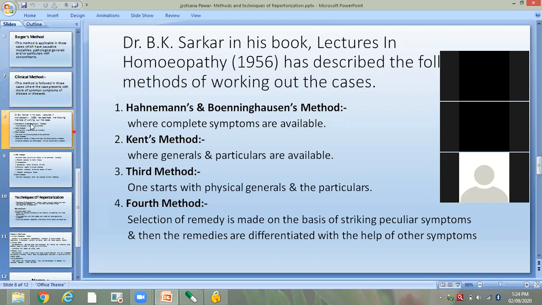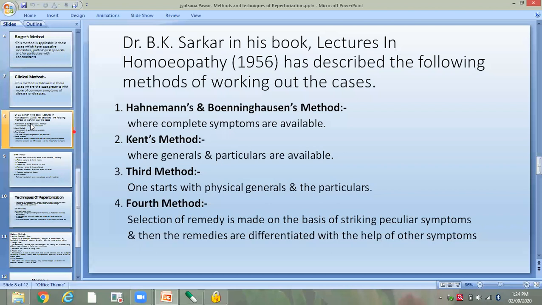From that, we already discussed the first 2 methods, that is Hahnemann's and Boenninghausen's method, where complete symptoms are available, as we discussed in the earlier classification. Then Kent's method: when we get the general and particular symptoms more prominently, then Kent's method of repertorization is useful.